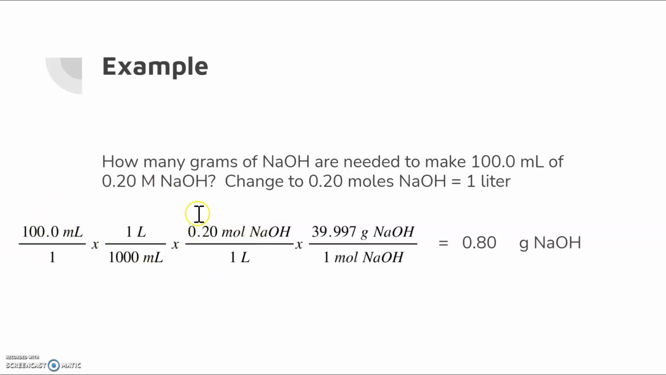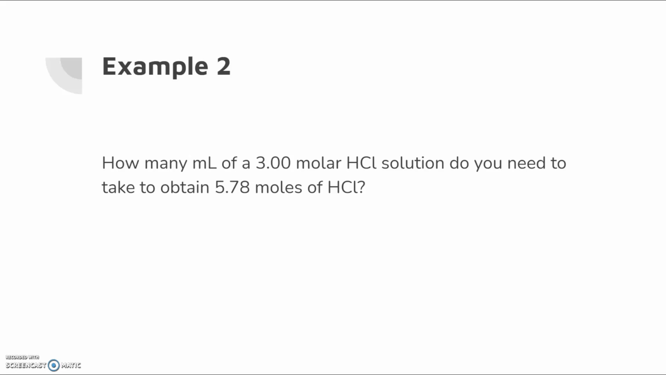This doesn't count for sig figs. This only has 2 sig figs. This has 5 sig figs, so I can only have 2 in my answer. So I round my answer to 0.80 grams of sodium hydroxide. So there you have it. Just like all the other problems we've been working with, just as long as you know what to do with this capital M first. So let's try one more example.